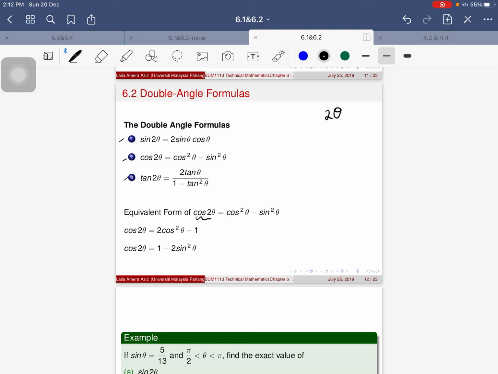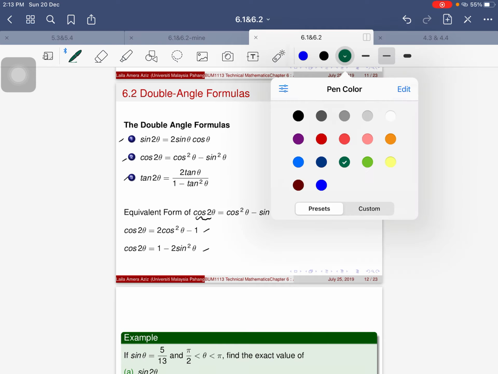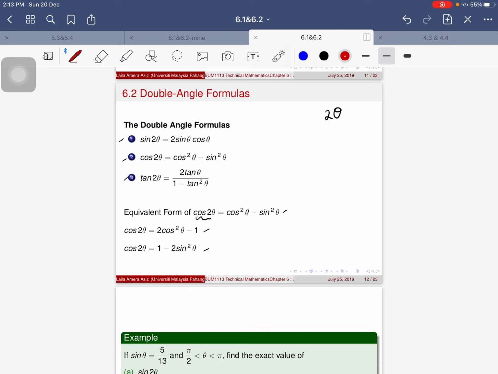However, cos 2 theta has three forms that can be related to the double angle. You can write cos 2 theta as cos square theta minus sine square theta, which is also equivalent to 2 cos square theta minus 1, and also equivalent to 1 minus 2 sine square theta. So when you have cos 2 theta, you can write it in one of these three forms. And of course, these three forms are related.